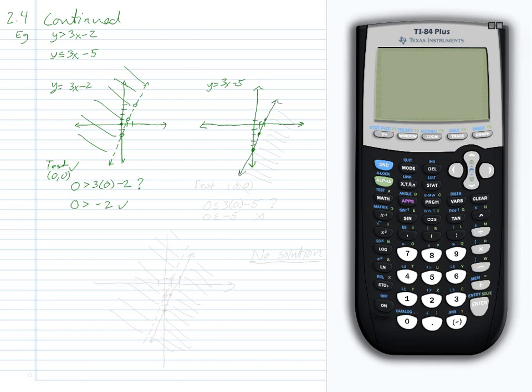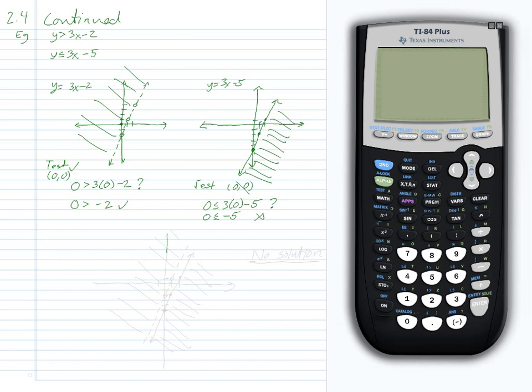Now again, I can test the origin since it doesn't lie on this line that we've graphed. In my original inequality, is 0 less than or equal to 3 times 0 minus 5? Well, the 3 times 0 doesn't contribute anything, so what we're really asking is is 0 less than or equal to -5, and no, it is not. So that test point is not a solution, which means we need to shade on the other side of the line.